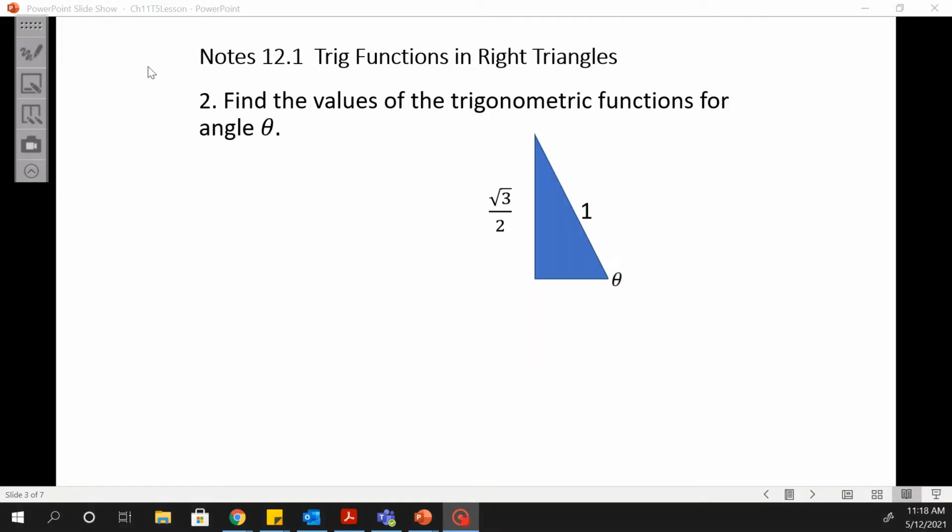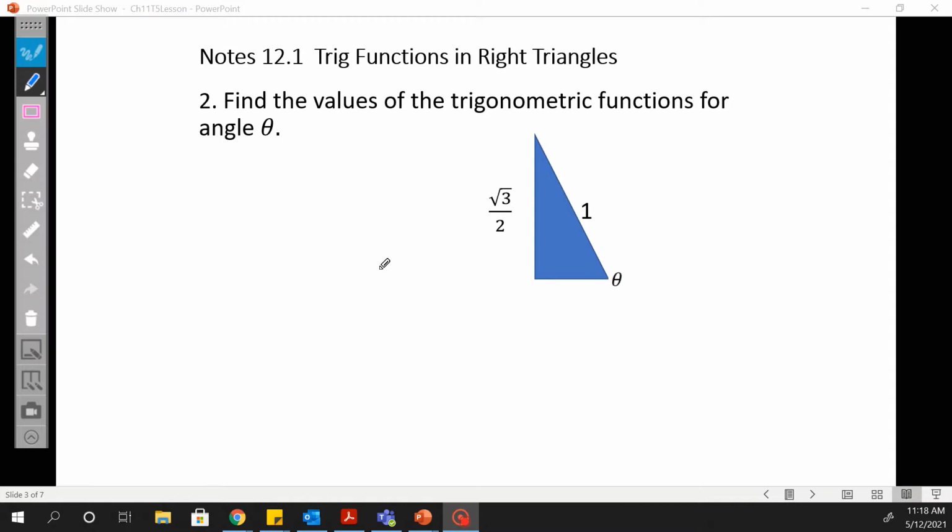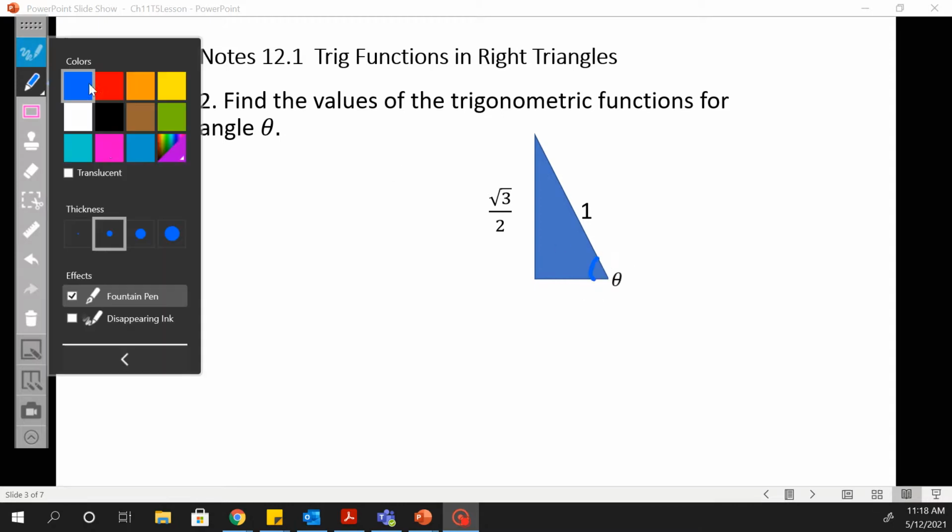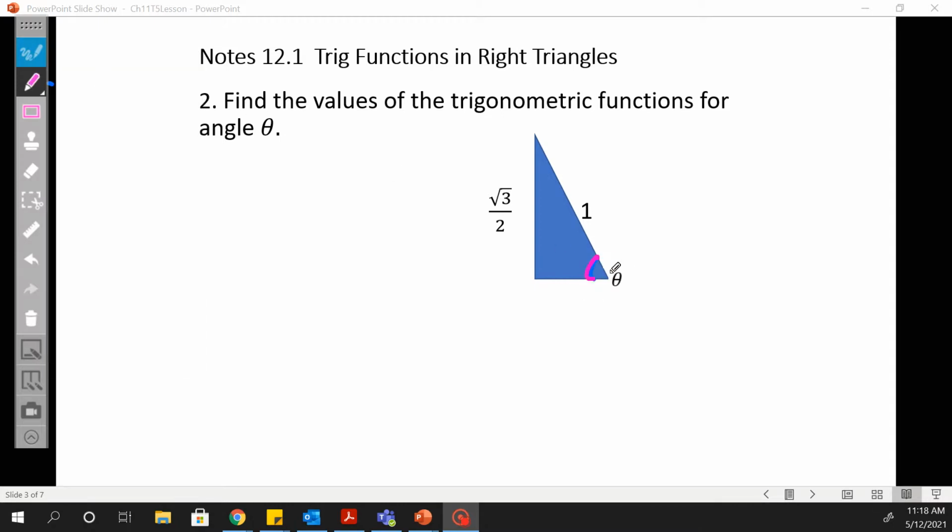Number 2, find the values of the trigonometric function for angle theta. So angle theta is right here. Here is the opposite side, here is the hypotenuse, and here is the adjacent side. Unfortunately, we do not have the adjacent side, so we are going to have to solve for the adjacent side. So we're going to use the Pythagorean theorem.